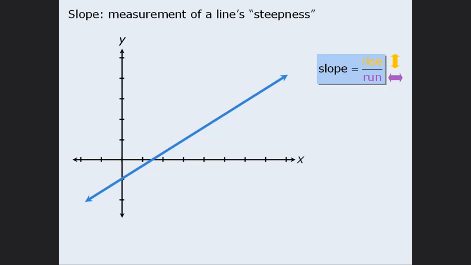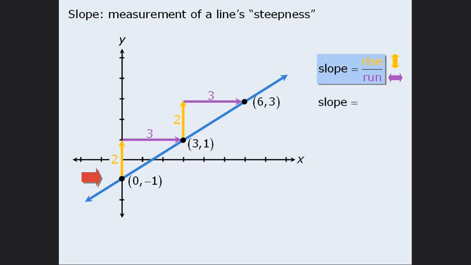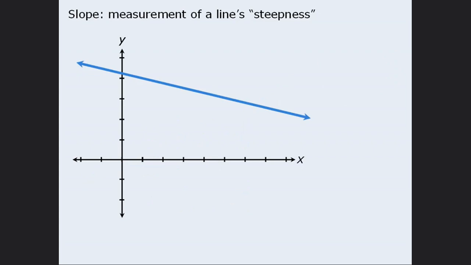So in this example, let's travel from the point 0, -1 to the point 3, 1. To do this, we must rise 2 units vertically in the positive direction, and then we must run 3 units horizontally in the positive direction. Now let's continue to the point 6, 3. To get there, we rise another 2 units, and we run another 3 units. So the slope of this line is equal to 2 over 3, since the rise here is 2 and the run is 3. Okay, let's look at another example.